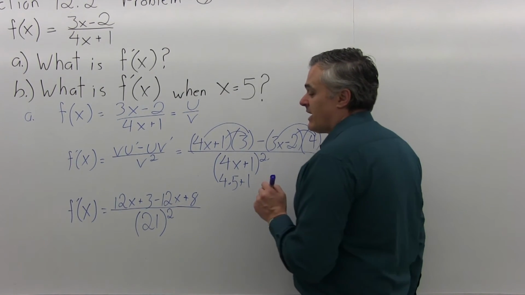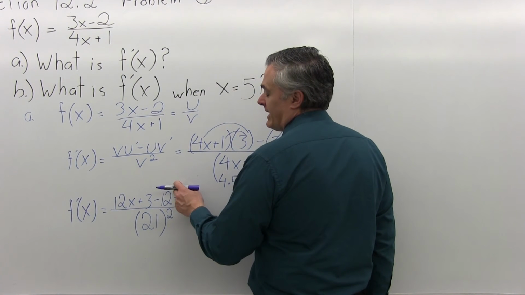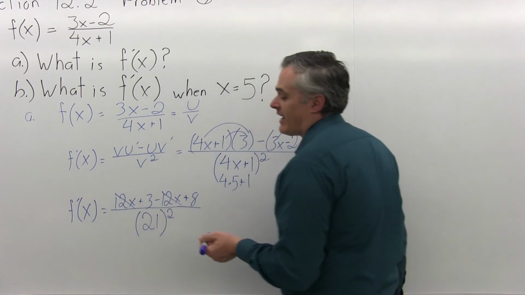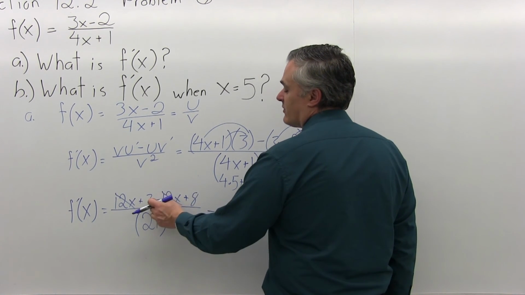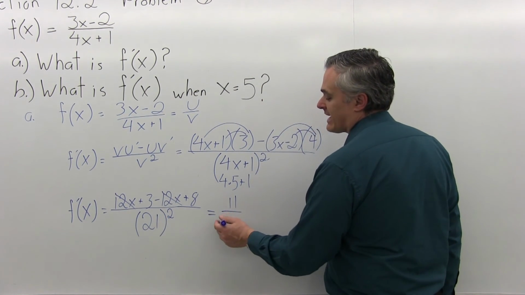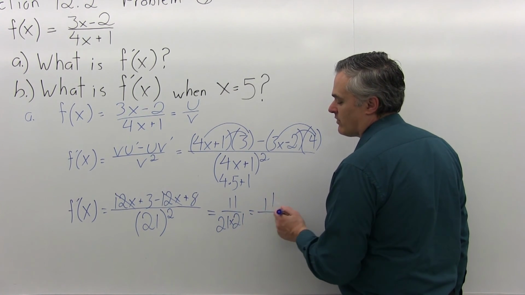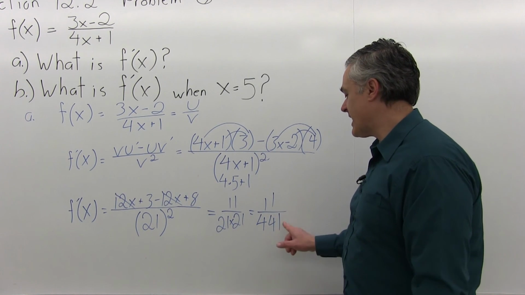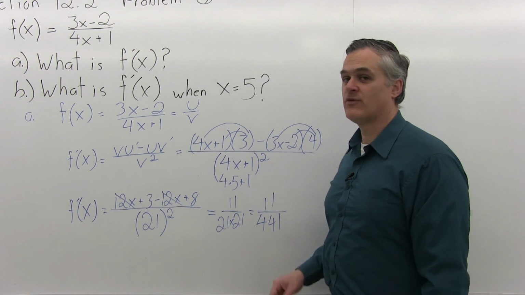So now I can simplify a little bit. 12x on the top and negative 12x on the top, even without putting in a 5, they're just going to cancel. Positive 12x, negative 12x. So I have 3 and 8 is 11, and then I have 21 to the second power underneath. So 21 times 21, so that's going to be 11 over 21 times 21 is 441 if you do it out. So that's f prime of x when x is 5. It's 11 over 441.